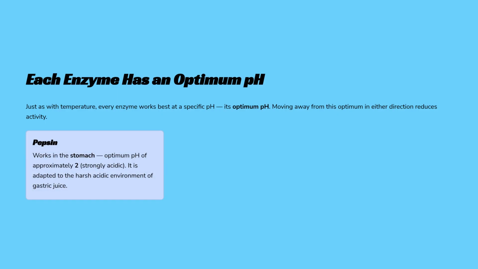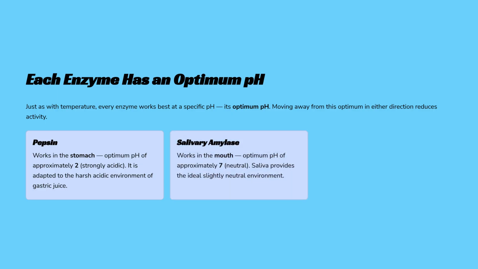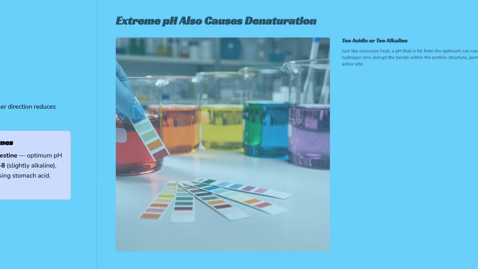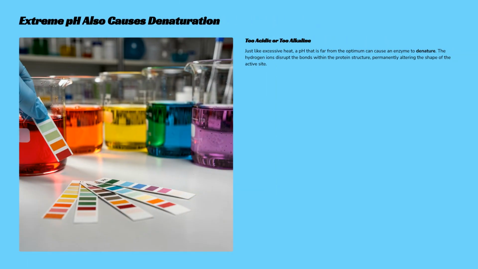Pepsin, found in the highly acidic stomach, has an optimum pH of about 2. Salivary amylase in the mouth works best at neutral pH 7, while pancreatic enzymes in the small intestine prefer a slightly alkaline pH of 7.5 to 8. Similar to heat, a pH too far from the optimum causes the enzyme to denature. Hydrogen ions disrupt the internal bonds, permanently altering the active site's shape. This irreversible change means the substrate cannot fit, and the reaction stops.